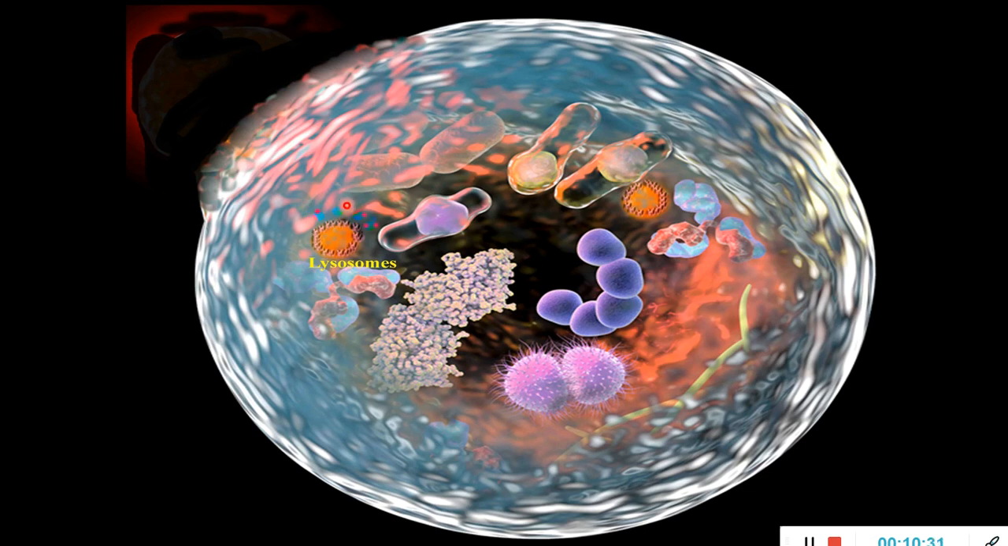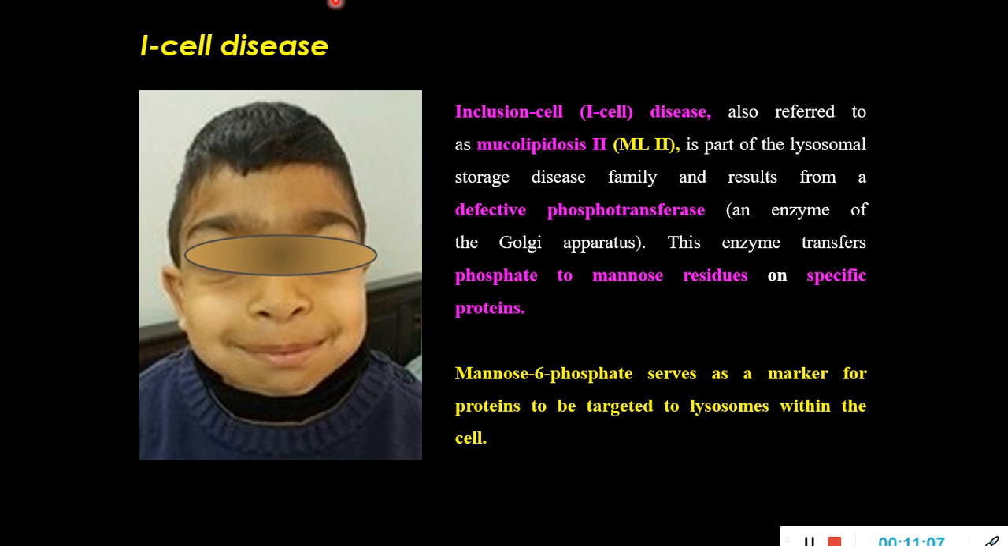If these mannose particles are not present here, for example, if there is no mannose on this protein, this protein will not enter into the lysosomes. Resultantly, this lysosome will not be able to digest specific types of proteins because these enzymes are not there. Why are they not there? Because there is no mannose. So this is basically because of the absence of the mannose 6-phosphate enzyme, which is present in the Golgi apparatus. So the resultant disease is I-cell disease.